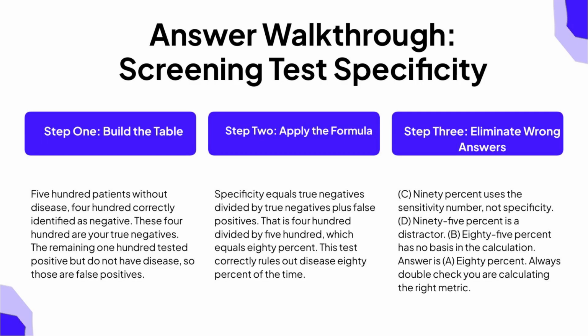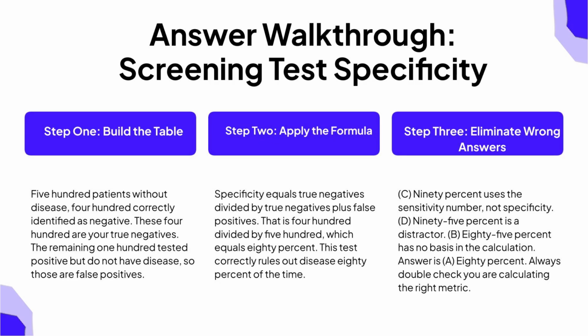Choice C, 90%, is actually the sensitivity, not the specificity. This is the classic board trap, mixing up sensitivity and specificity. Choice D is a distractor. Choice B has no mathematical basis. The correct answer is A, 80%.